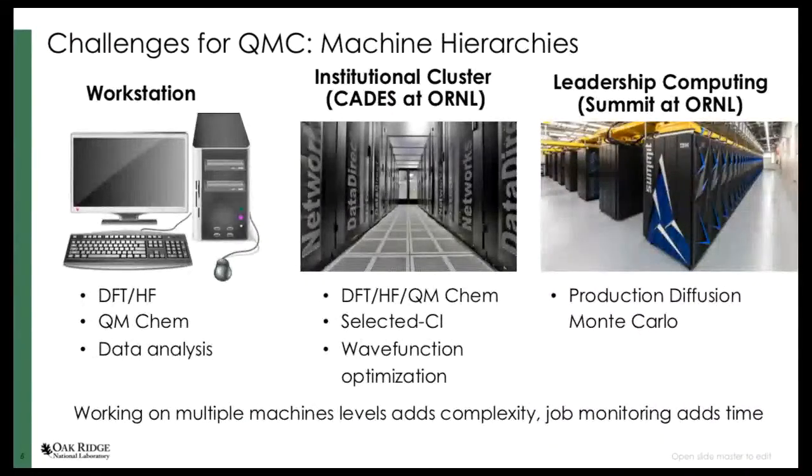Another challenge for QMC, it's not totally unique, but there tends to be a fairly deep hierarchy of machines that you work on, right? You're going to do some calculations on a workstation, maybe you're going to do some orbital generation with DFT or Hartree-Fock, some quantum chemistry methods. You might move up to an institutional cluster, say to do wave function optimization, and then finally you're going to end up at some maybe leadership computing facility to do production diffusion Monte Carlo calculations, and then back to the workstation for data analysis. And this again just adds to the complexity of what you're doing and how you have to manage all of the information necessary to get it done.